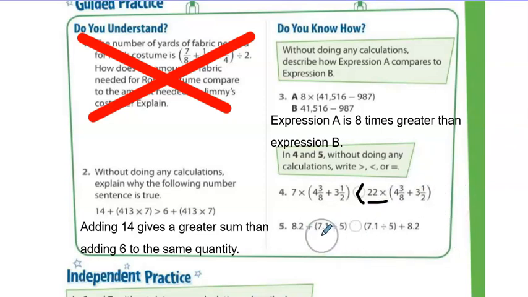Down here, looking in the parentheses, you'll notice that these are the same, but also looking outside the parentheses, this is also the same. It's in a different spot, but you still have the exact same numbers that you're working with. So these would be equal.